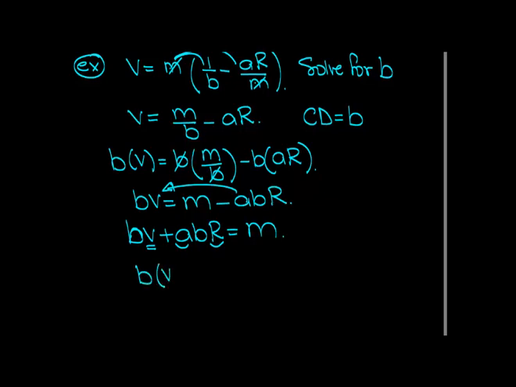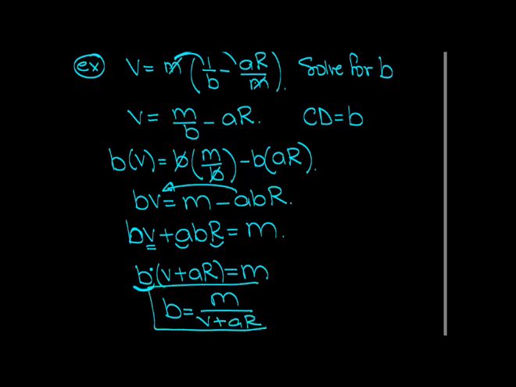So I get b times v plus ar is equal to m, and then since the v plus ar is attached to b with multiplication, and I want to isolate just b by itself, I'm going to divide both sides by v plus ar. So I get b is equal to m divided by v plus ar, and there's your formula for b, given m, v, a, and r.